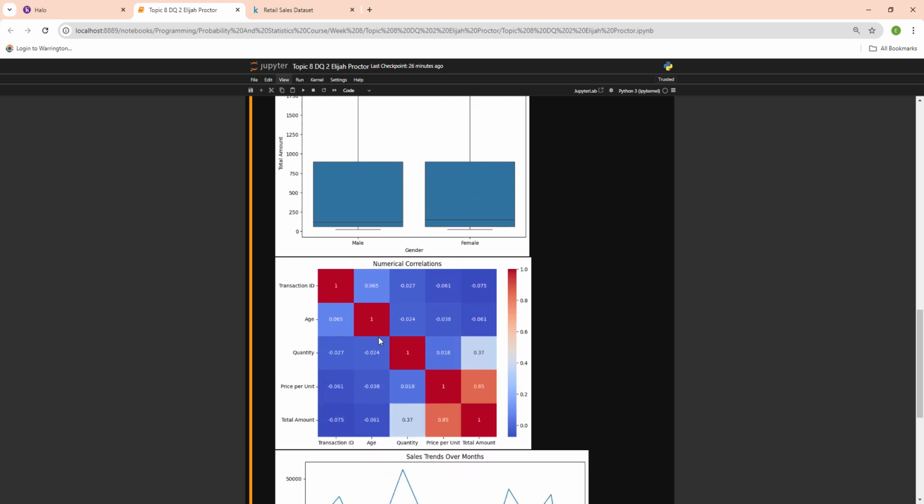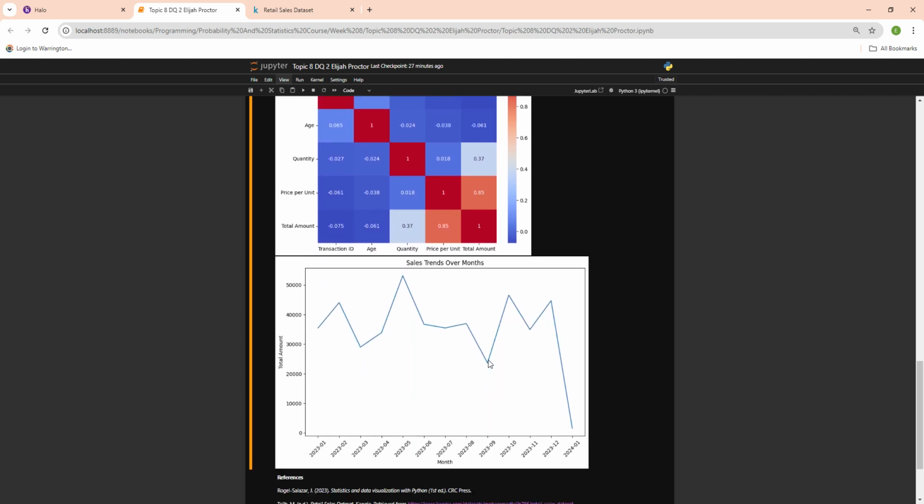Then we have our correlation heat map. This shows only the numerical values, which are our transaction ID, the age, quantity, the price per unit, and the total amount. And here we show that the strongest relationship is between the price per unit and the total amount, meaning that higher priced products lead to higher total spending. There's also a moderate relationship between the quantity and the total amount, which means that buying more items can slightly increase the total amount that customers spend.